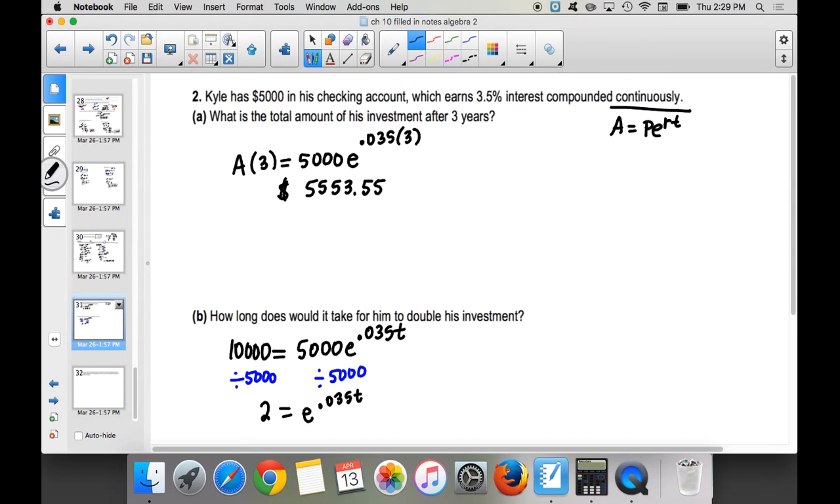So a lot of times, like on the test, I'm kind of mean about it. Sometimes I don't tell you what you start with. So in that case, we would put P, and this side would be 2P. So I could do that, right? It doesn't matter what we start with. So now we find our answer.